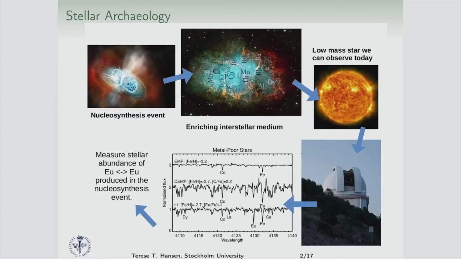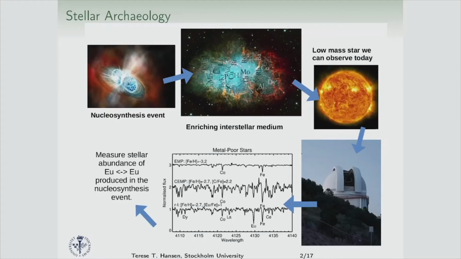So before we get too much into details, let's just do a brief overview of what I mean when I say stellar archaeology. So basically, stellar archaeology is the use of abundances from old metal-poor stars to probe nucleosynthesis events that happened in the early universe. So you have some sort of nucleosynthesis event that enriched the interstellar medium, and then you form a low-mass star, which lives on, and you can observe it today.